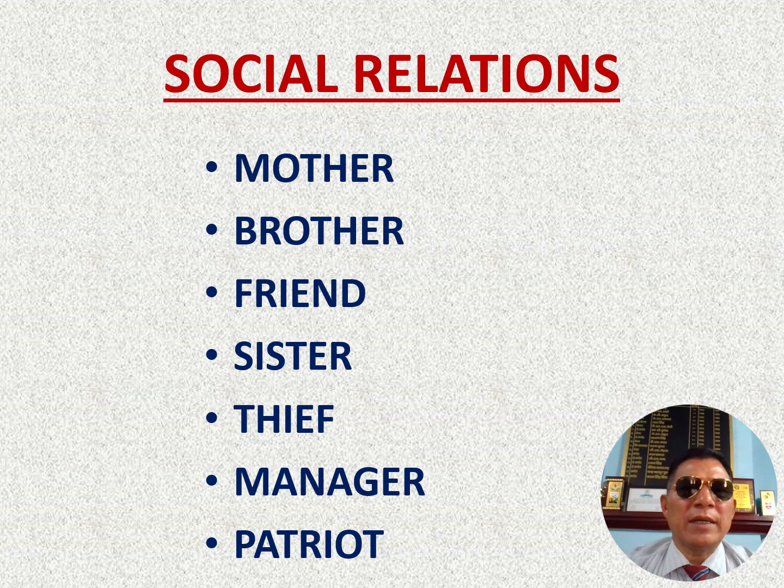We discussed the second category in the WAT series as social relations. These are mother, brother, friend, sister, thief, manager, patriot. Such words will be flashed. So be ready for these and make sentences as fast as you can. So you score maximum marks out of the 60 words flashed to you, each for 15 seconds. Your speed has to match the speed of flashing the words on the screen.